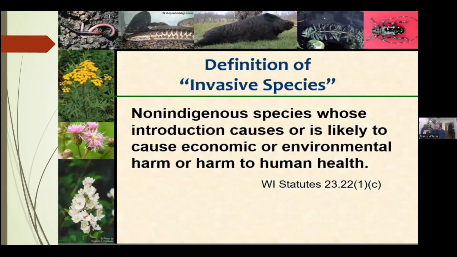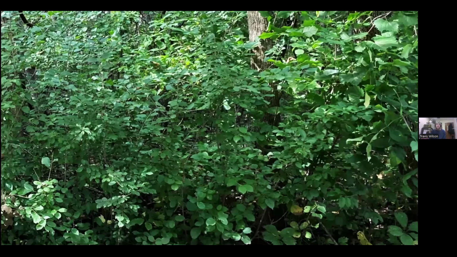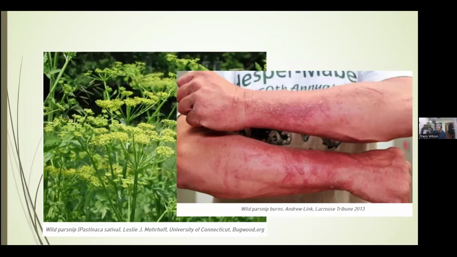A lot of people here have probably seen something like this, which, if you're familiar with it, is a buckthorn stand that has completely invaded a forested area. So this is an invasive species coming in and causing ecological problems. Another thing that can happen is the human health impact, and a good example here is wild parsnip, where you get burns if you get that sap on your skin. So we're trying to make sure that these plants aren't coming in and being detrimental to people as well.